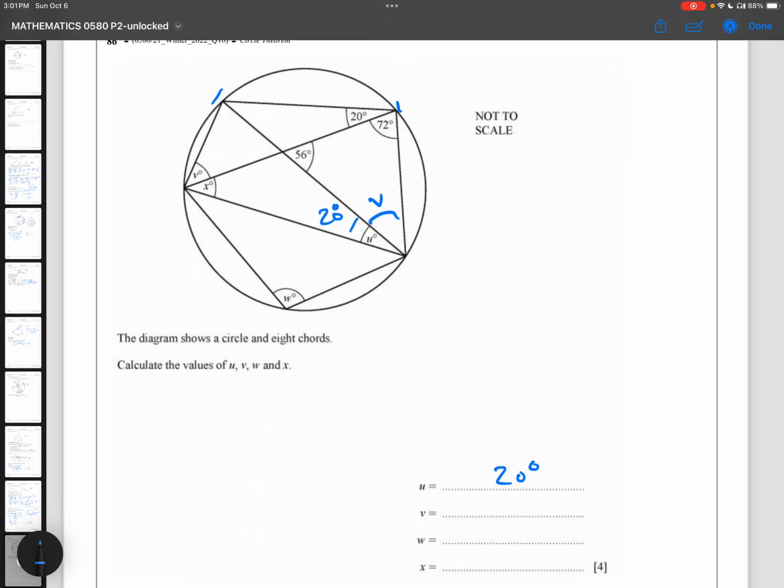So now we can see that in this triangle two angles are given, that is 56 and 72. We need to calculate v. To do that, we need to subtract these angles from 180 because 56 plus 72 plus v will be equal to 180. Now 56 plus 72 is equal to 128. 128 plus v is equal to 180. Now 128 will be subtracted from 180. This will be equal to 52 degrees.